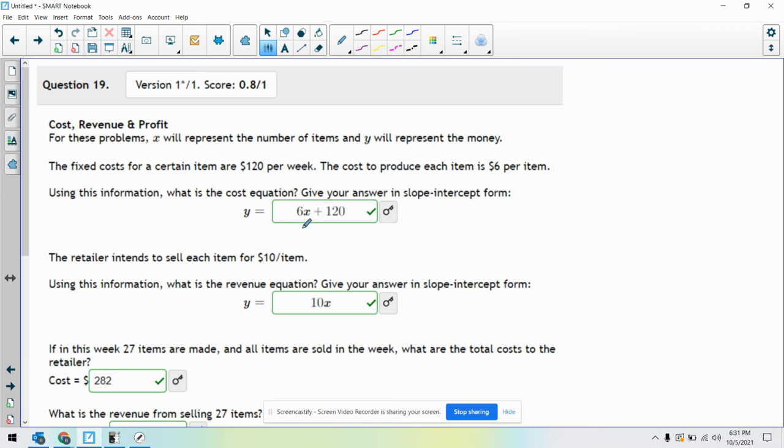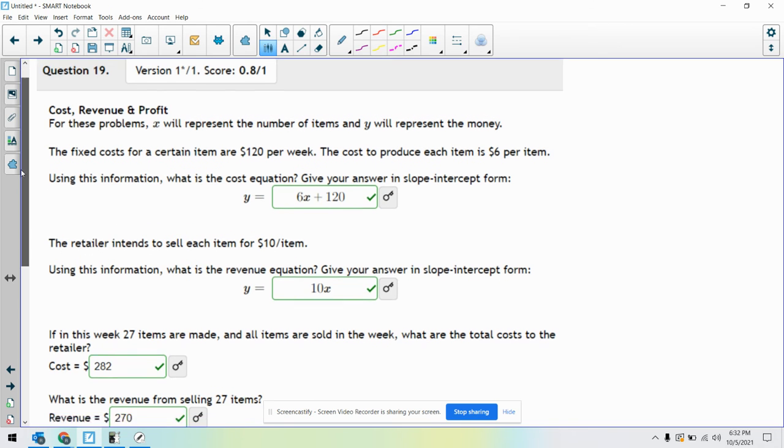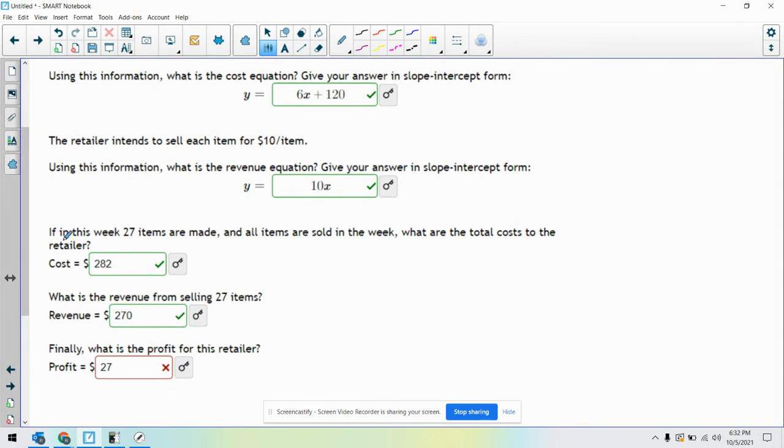So using the equation, what's the cost equation? $6 per item plus your fixed cost. Perfect. The retailer intends to sell each for 10, so it's 10 times the number of items, 10x. Perfect. So this says if in this week 27 items are made and all the items are sold, what's the cost? So you just plugged 27 in here to get that. How much is the revenue? Well, we're just going to plug 27 in there to get that.